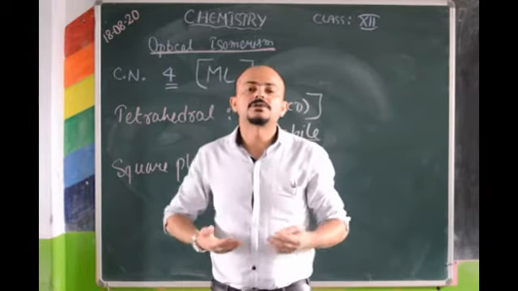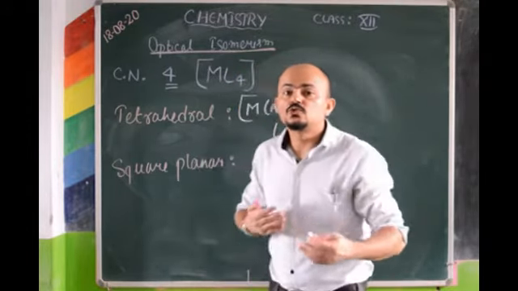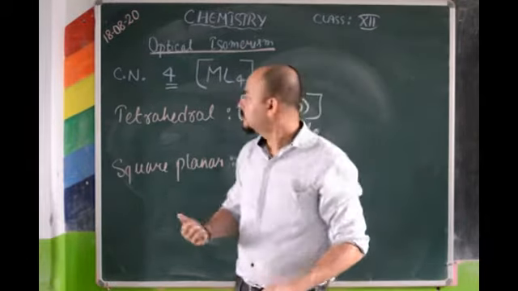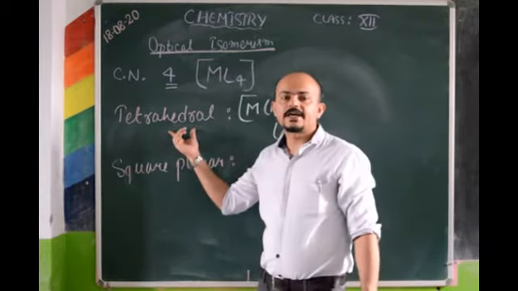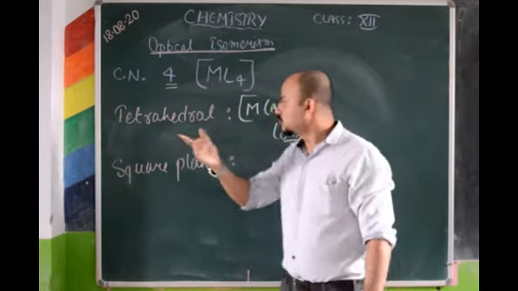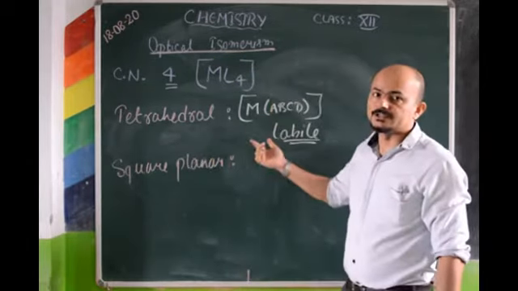Because of that, we will not be able to isolate the 2 different forms, that is the D form or the L form. Therefore, practically tetrahedral coordination complexes do not show optical isomerism.